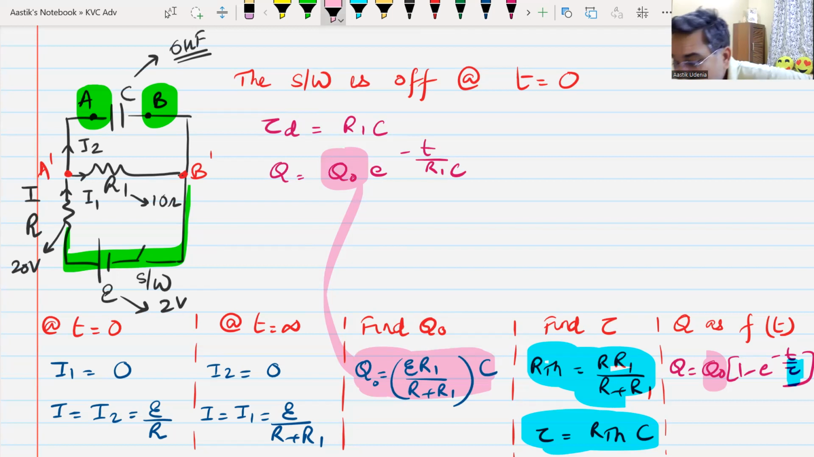And this is how charging and discharging come together. As you can see, the time constant of the charging circuit is completely different from the time constant of the discharging circuit. The time constant of the discharging circuit is R1 into C, whereas the time constant of the charging circuit is R into R1 upon R plus R1, into C. Do we understand this? Yes, sir.